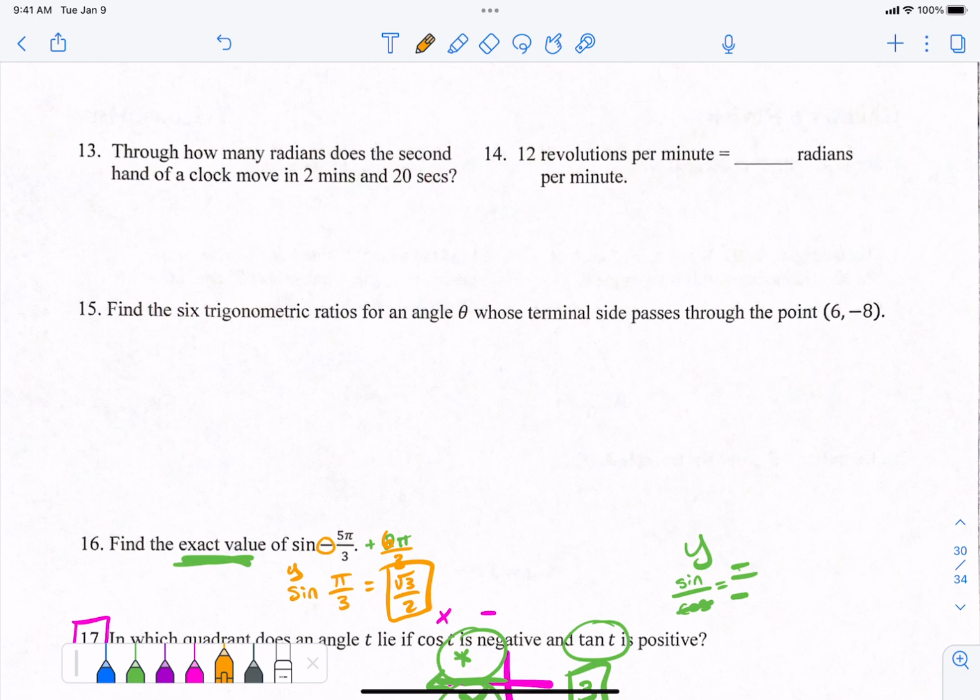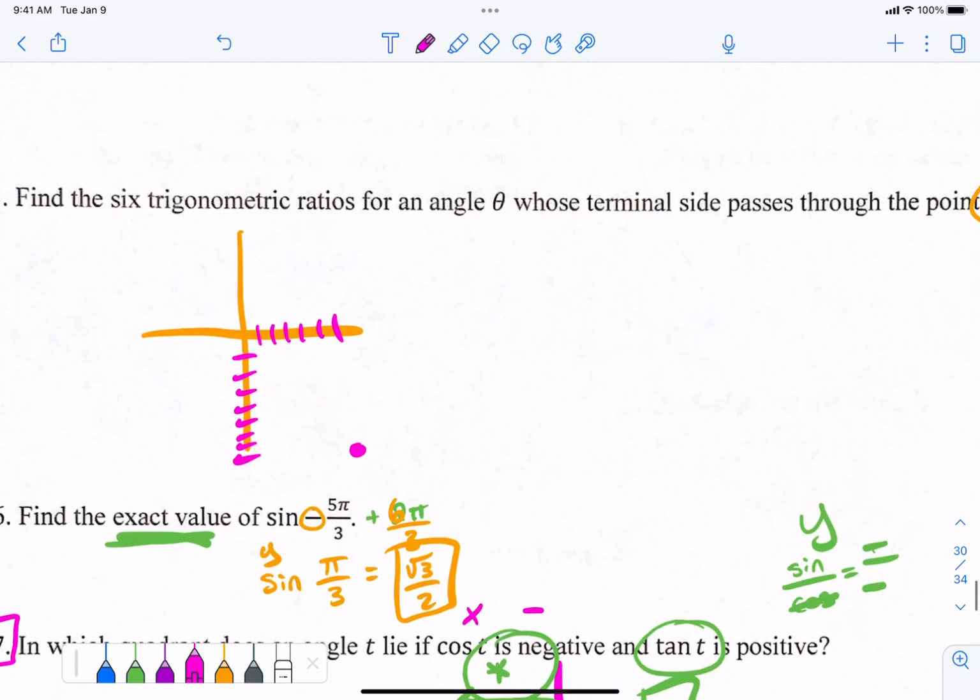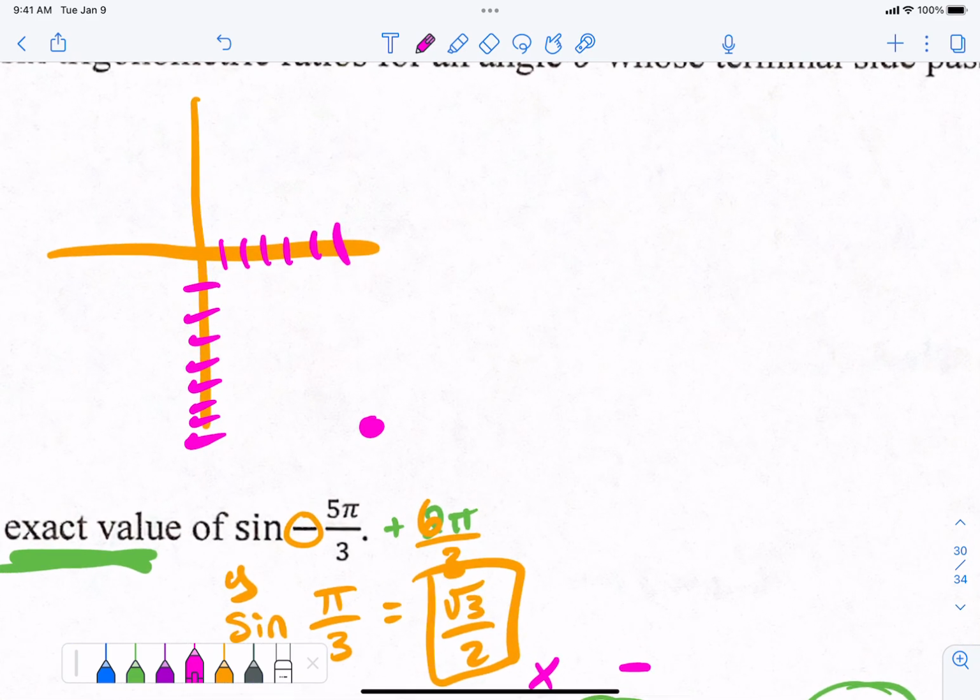Number 15, like 6.1 and trig ratios. For an angle whose terminal side passes through (6, negative 8), let's just do it as a class. Number 16. It's the fourth quadrant. So (6, negative 8) is 1, 2, 3, 4, 5, 6 right, and negative 1, 2, 3, 4, 5, 6, 7, 8 down. Now I have my dots. Connect the dots and make a triangle.